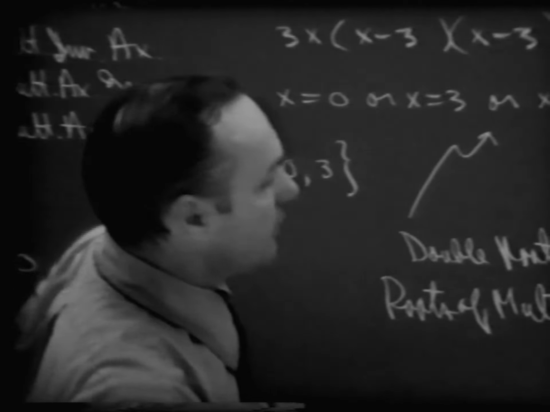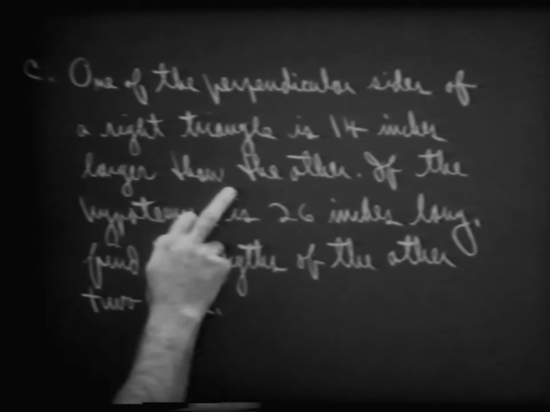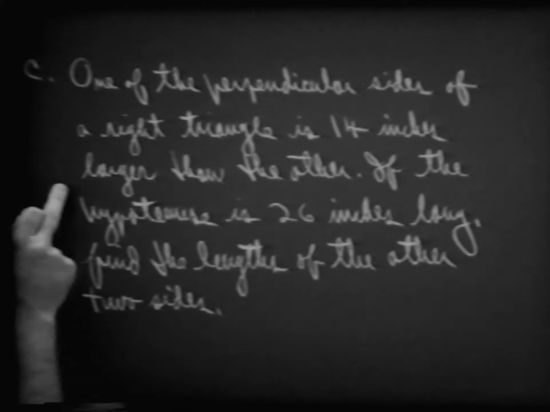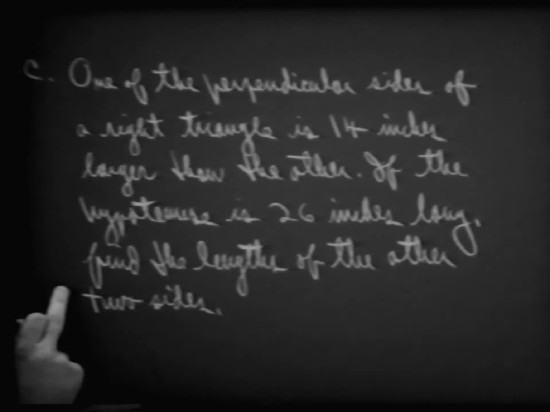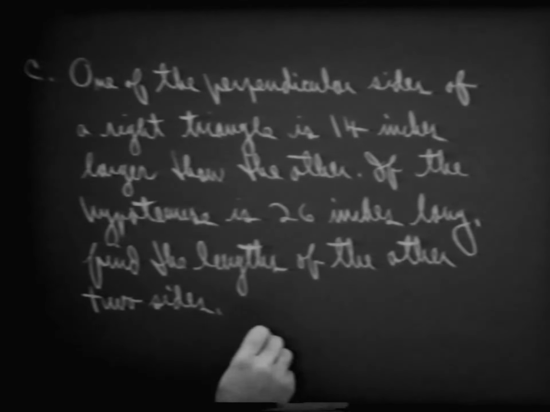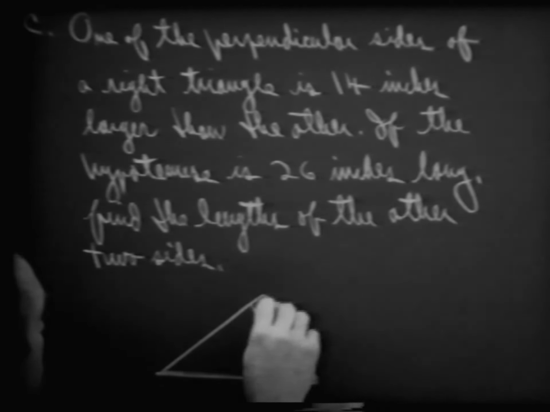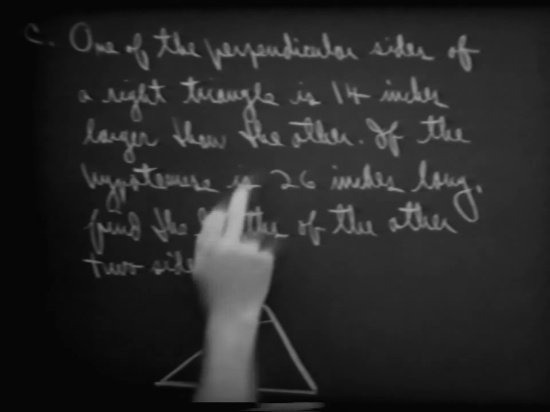Well, let's then look at a problem in which we have to interpret some sentences. It says one of the perpendicular sides of a right triangle is 14 inches larger than the other. If the hypotenuse is 26 inches long, find the length of the other two sides. So let's make a little picture for ourselves of a right triangle. And one of the perpendicular sides is 14 inches longer than the other.